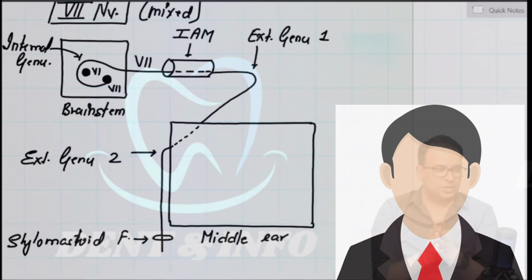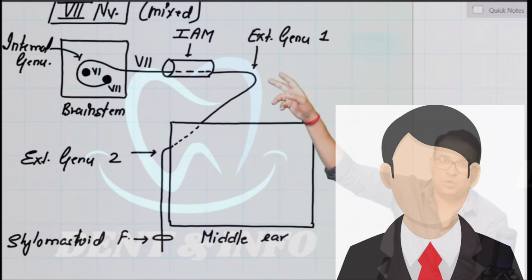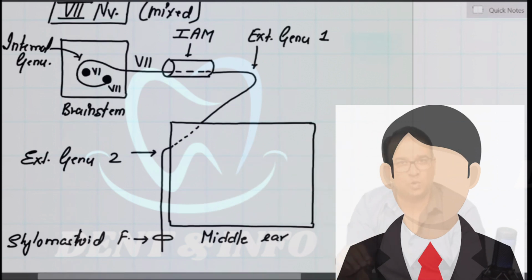They can ask you this question also: how many bends is the facial nerve forming in total? So there are 3 bends of the facial nerve in total. One bend is inside the brainstem, called the internal genu. Then we have the external genu, first external genu, and then the second external genu. One internal genu, two external genu, total 3 bends. There are 3 bends of the facial nerve.